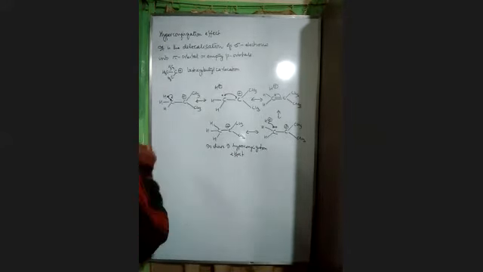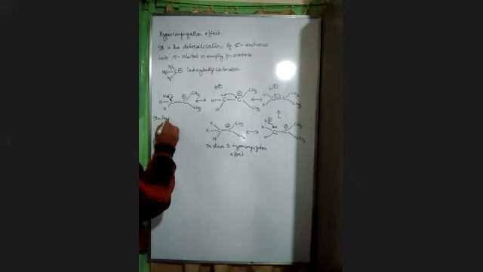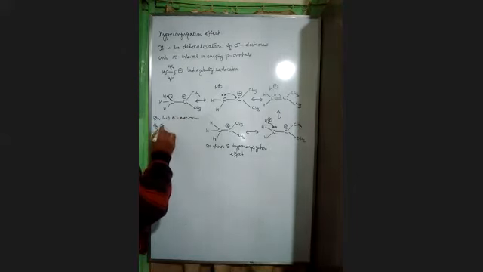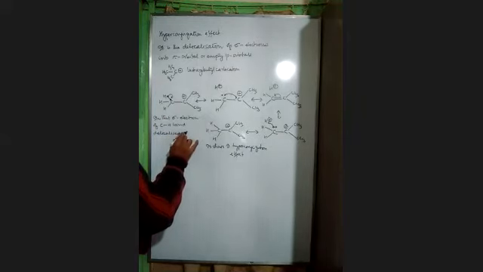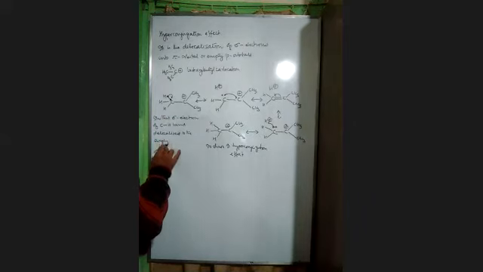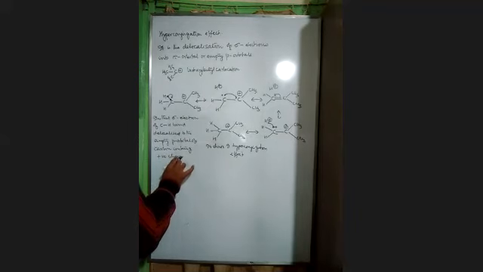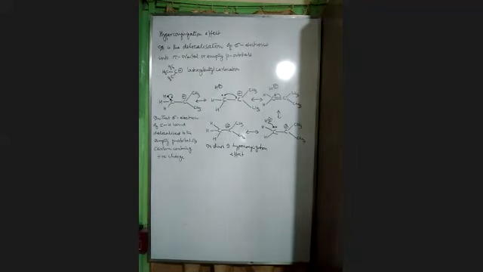So in this case, the sigma electron of the carbon hydrogen bond delocalizes to the empty p orbital of the carbon containing positive charge. Draw.